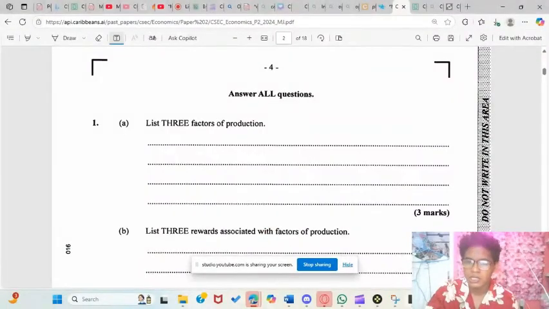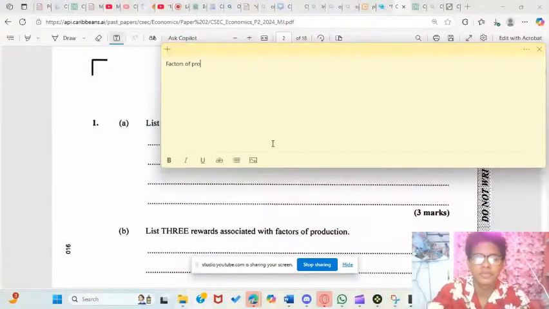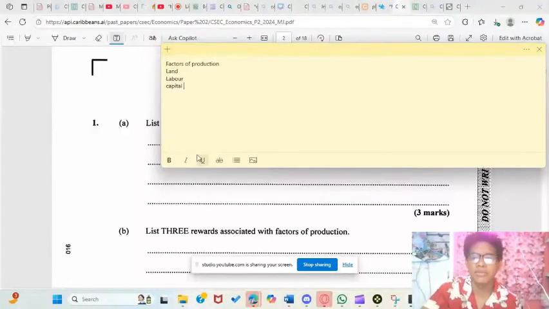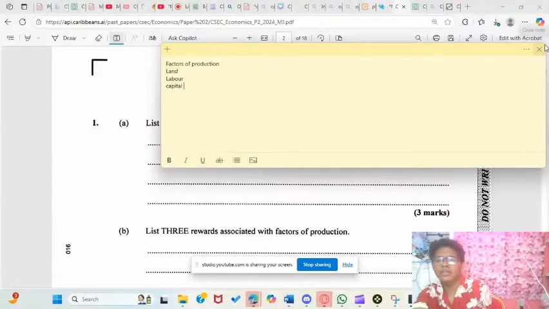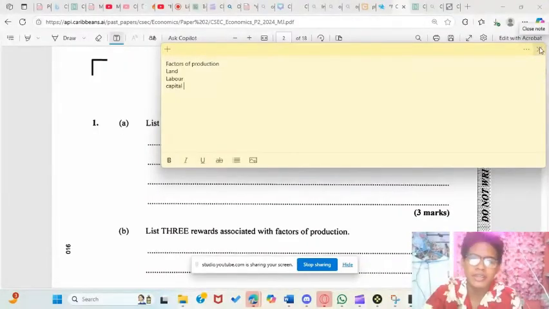So back with this here, let's go back to our notes. Factors of production include land, labor, and capital. Land, labor, and capital. I did make a video on this same topic itself. I will put a video at the top here explaining it a bit more. But for now, we're just working through the paper.